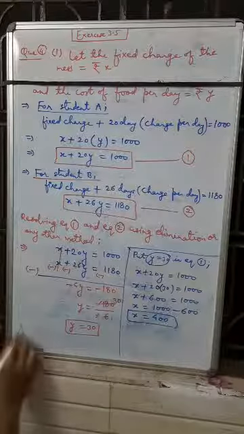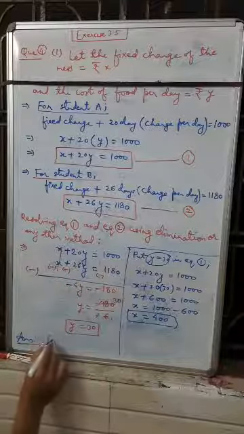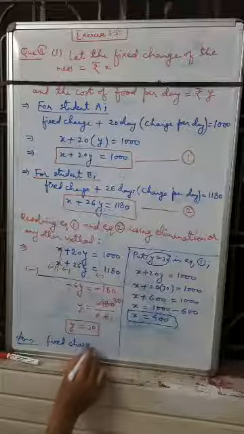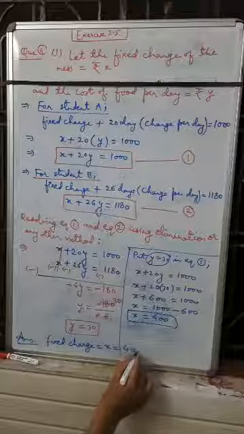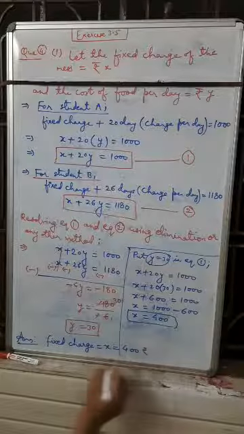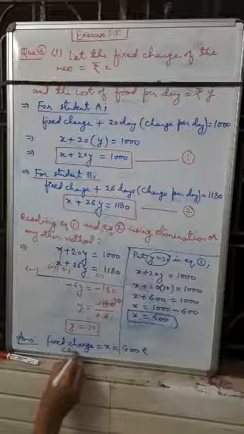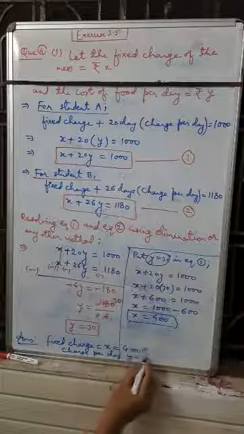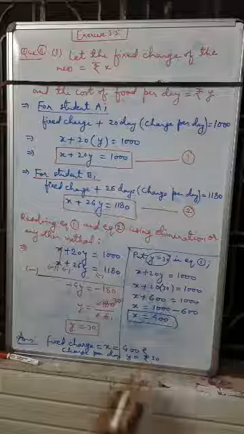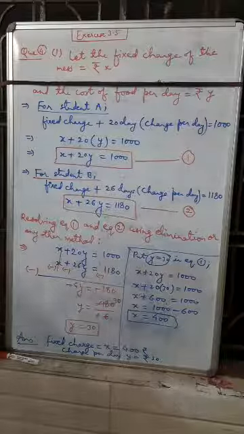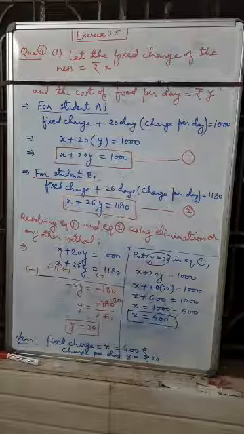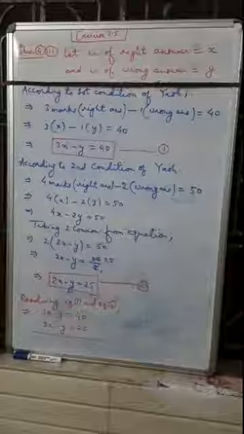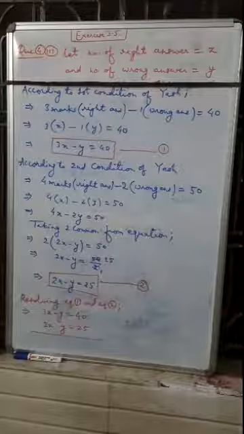So the answer is: the fixed charge is x. We assumed at the beginning of the problem that the fixed charge x is equal to 400 rupees, and the charge per day y is equal to 30 rupees. So that is the answer to the given question. Fixed charge is 400 rupees, and charge per day is 30 rupees. Now we are solving question number 4.3.